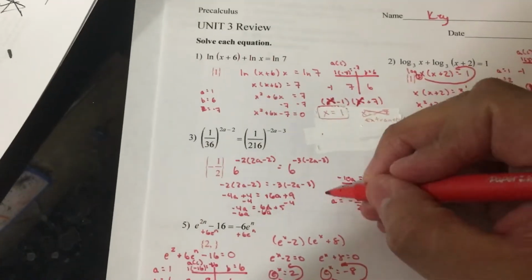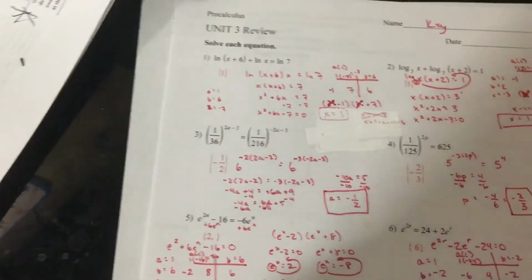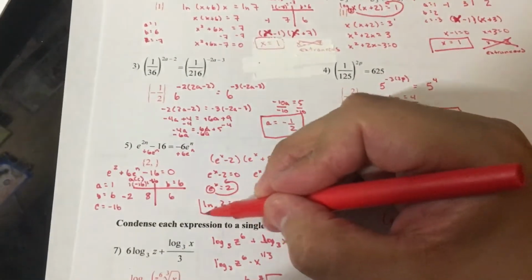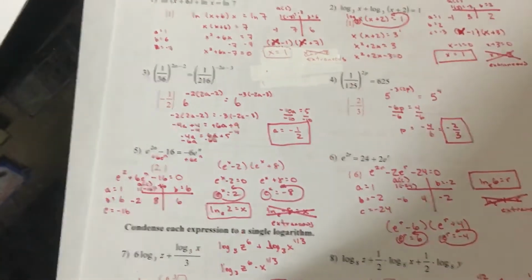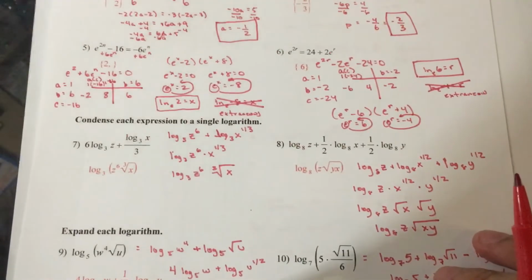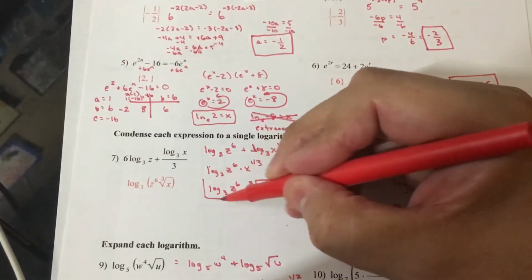Oops, I did not box this one. Again, this one's the answer right here. And I didn't box a lot of my answers. That's not good. Okay, this one right here. This is the end result. This is my box.